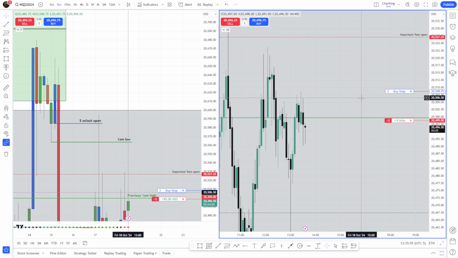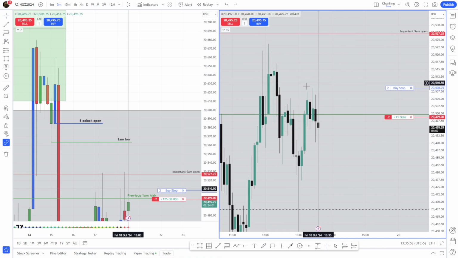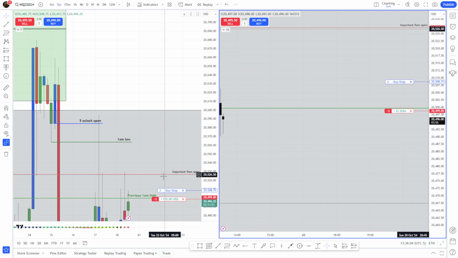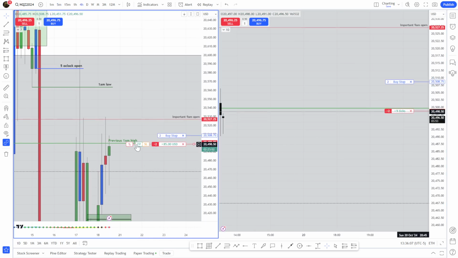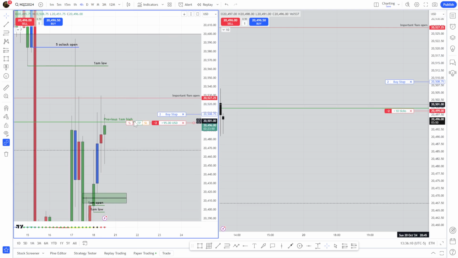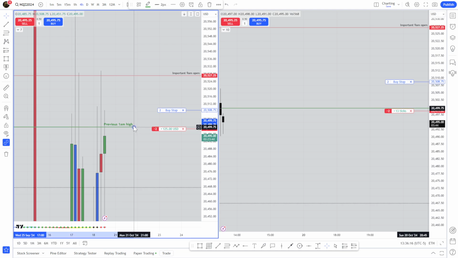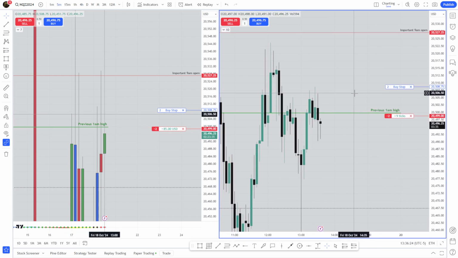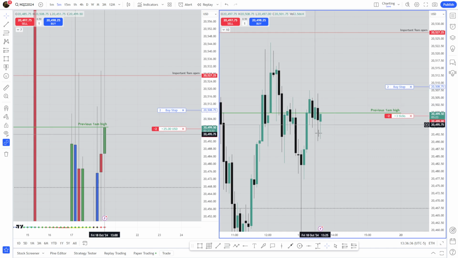All right, so what do we have so far on this 5-minute chart? We got a run up above this previous 1 AM high. Let's see if we can throw this on. There we go. Just getting it on that 5-minute chart. Okay, previous 1 AM high.